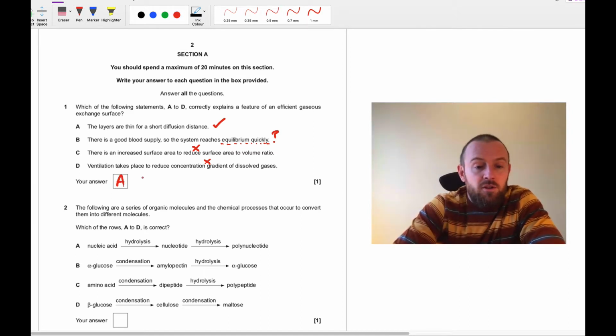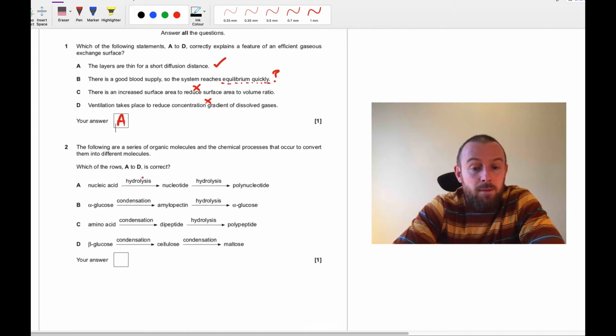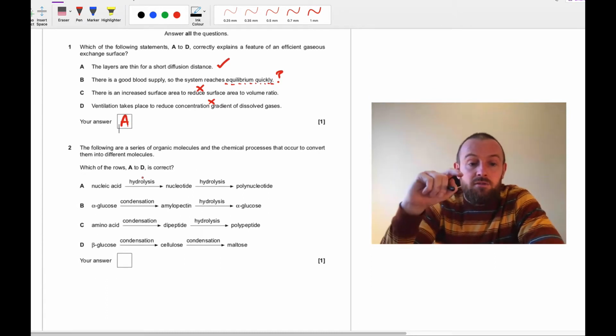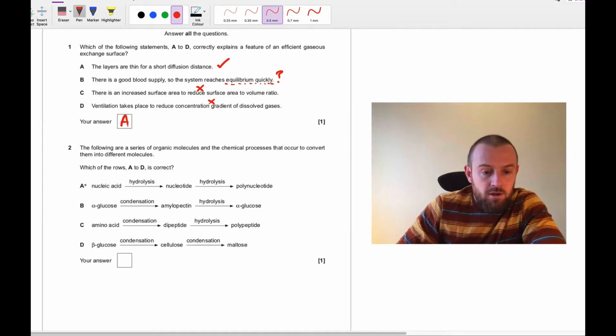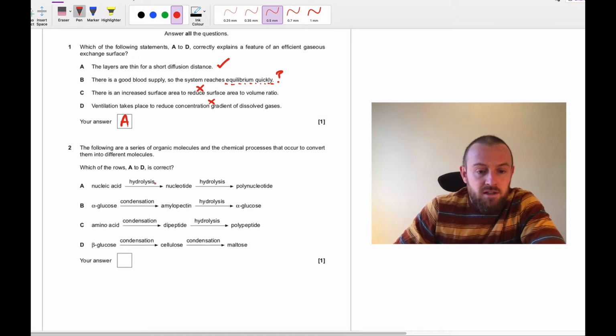All right, 2. The following is a series of organic molecules and the chemical processes that occur to convert them into different molecules. Which is correct? Okay, nucleic acid, like DNA or RNA, hydrolysis would take it to a nucleotide. Yes, that's true. Nucleotide to polynucleotide, no, that's polymerization. Alpha glucose condensation to amylopectin. Yes, that's true. And then hydrolysis would take it back to alpha glucose. Yes, that's true. So I think B is right, but let's just look at the other ones.